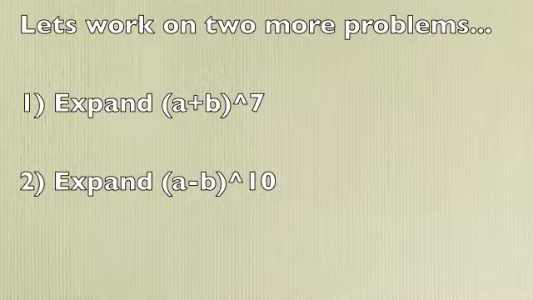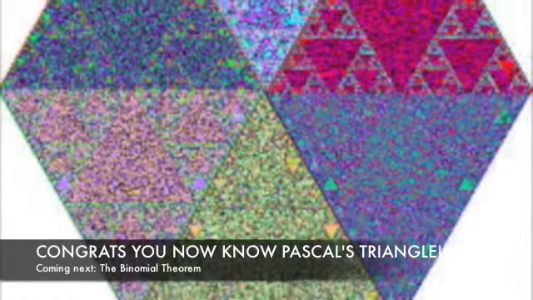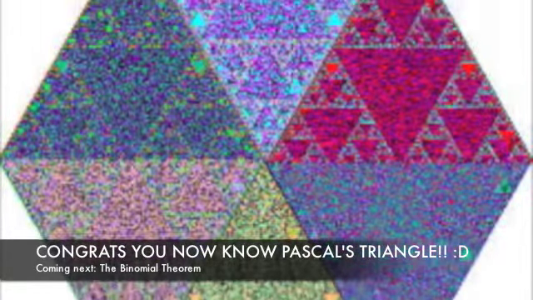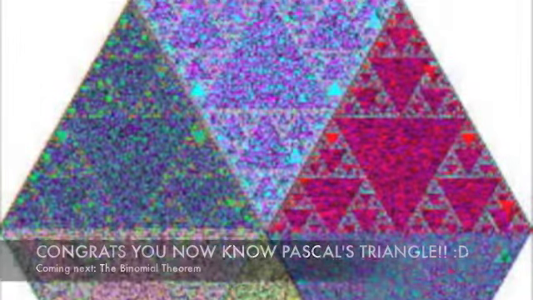So now let's work on 2 more problems. Start by expanding a plus b to the 7th, and then doing the other one. Did you get the answer? Congratulations, you now know Pascal's triangle. Coming next, the binomial theorem.